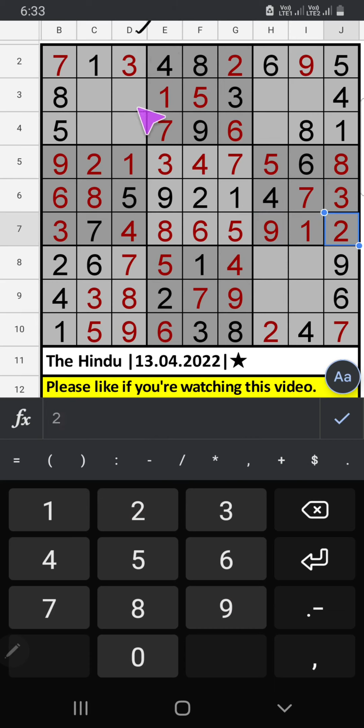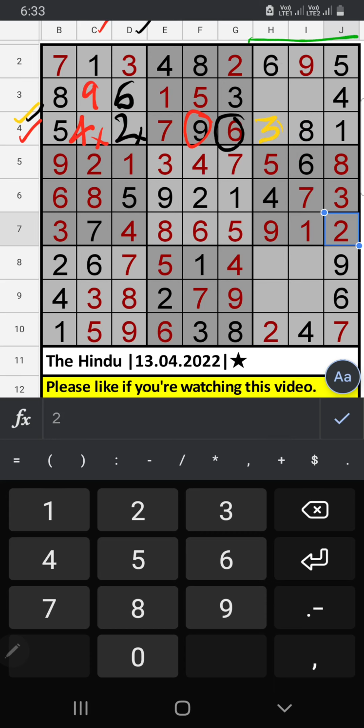Column D, 2 numbers are remaining, 2 and 6. 4th row, we have 6, so 6 can't come in the cell, 6 is confirmed here. Then 2 is here. Column C, 2 numbers are remaining, 4 and 9. 4th row, we have 9, so 9 can't come in the cell, 9 is confirmed here. Then 4 is here. 4th row, only one number is remaining, 3. 3 is confirmed here.